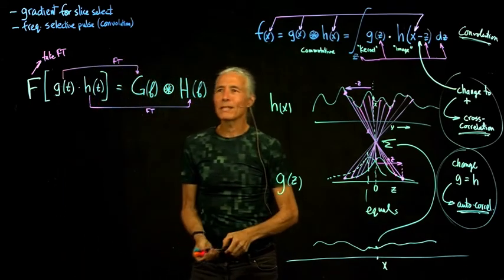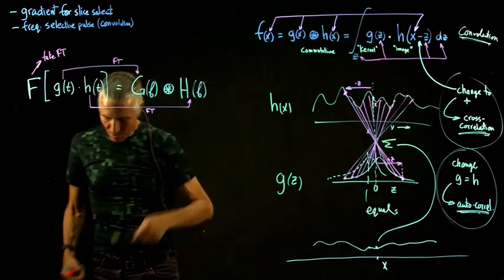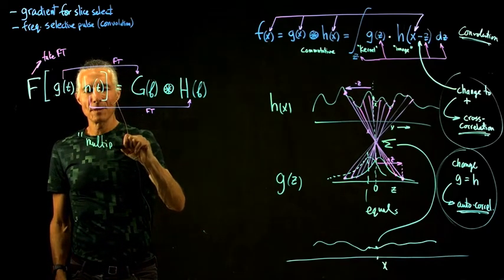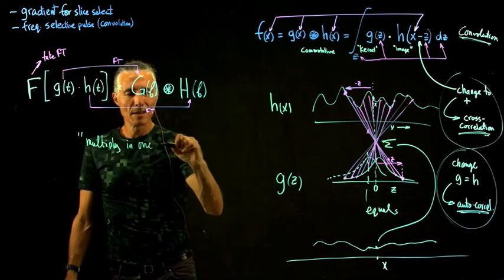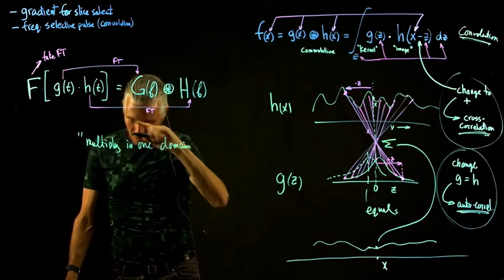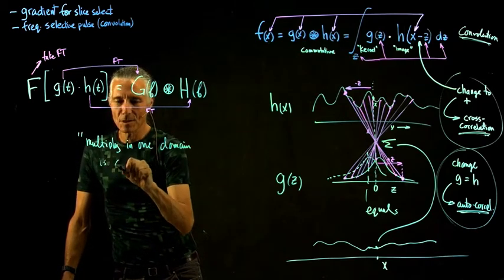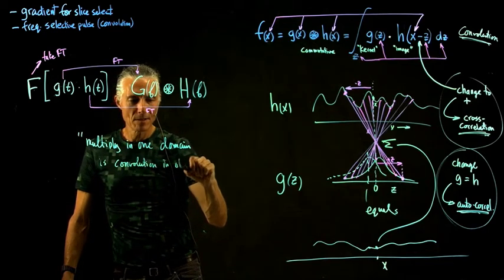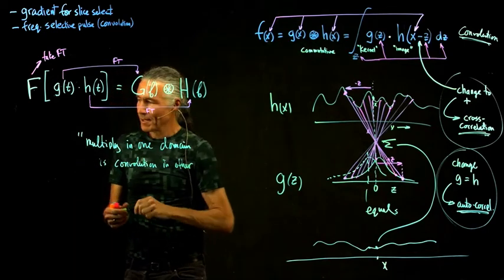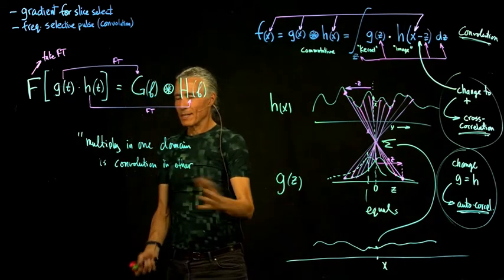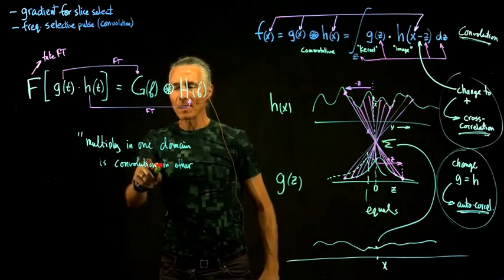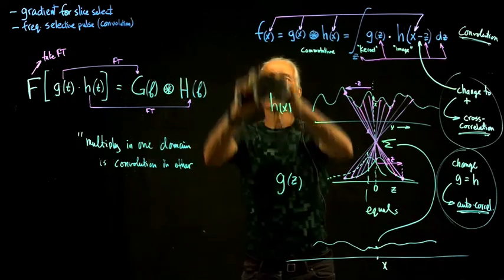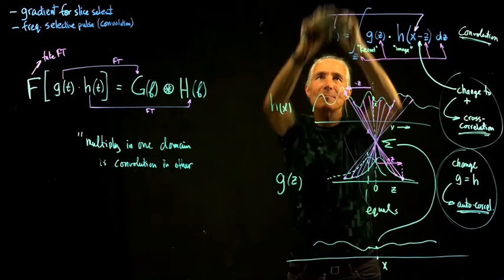So what does that boil down to in words? In words, it means multiply in one domain is convolution in the other. Because the Fourier transform is reversible, you can do it either time to frequency or frequency to time. So if we multiply in one domain, we do a convolution in the other and vice versa. So how could this possibly help?